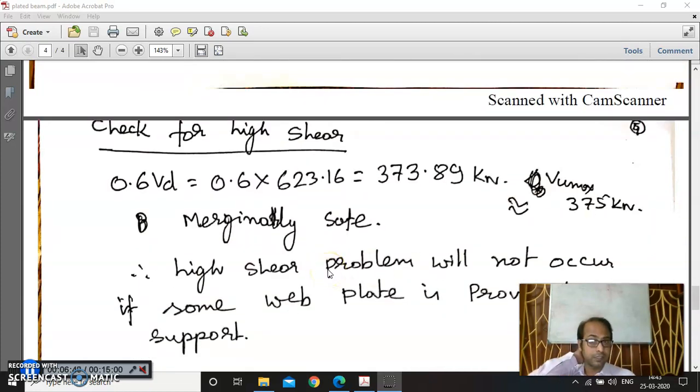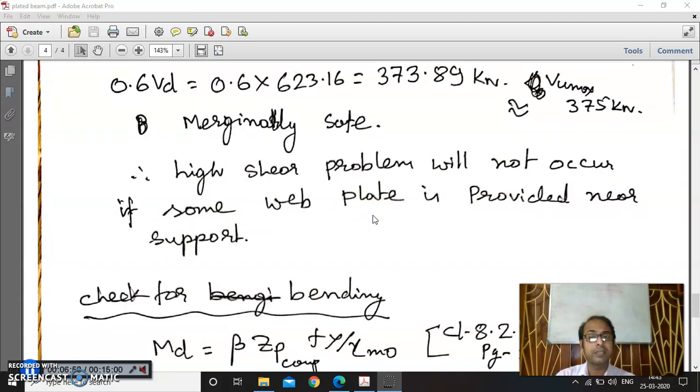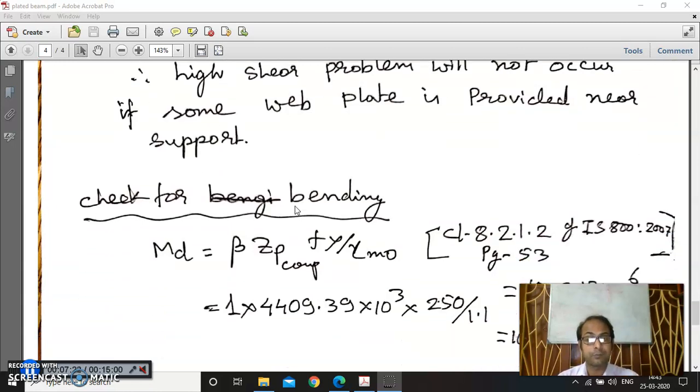Then we went for the high shear check, which is 0.6 Vd, and it is coming marginally equal to this. So we have said that it is not causing any high shear, but in some cases, if it is strictly prohibited to cross any such marginal limit, we may provide some web plates near the support where the shear stress is higher. Why are we checking it for the web? Because the web takes most of the shear stress, as we discussed in the previous day's class on laterally supported beams.